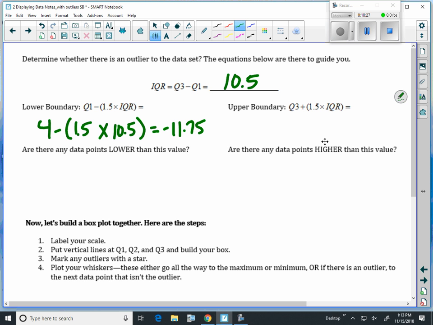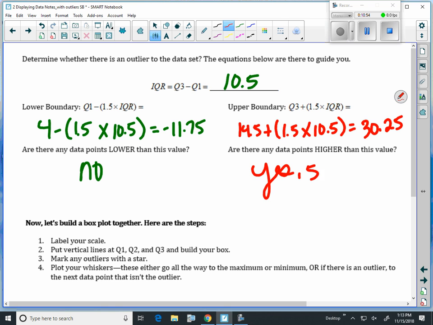Do we have a number lower than that? No. Okay, so there are no data points lower than that. There's no lower outlier. Okay, for your upper boundary, you should get 30.25. Do we have a number bigger than 30.25? We do. We have 52. 52 is an outlier. That's very important for a box plot.